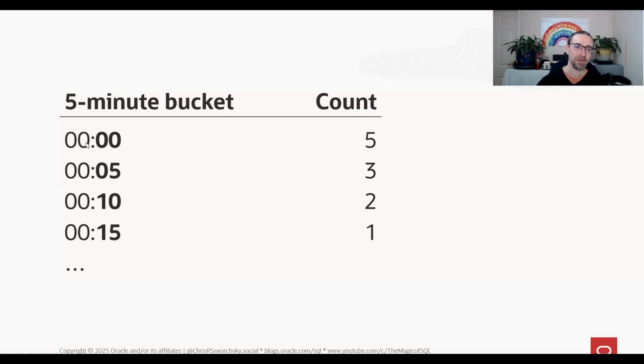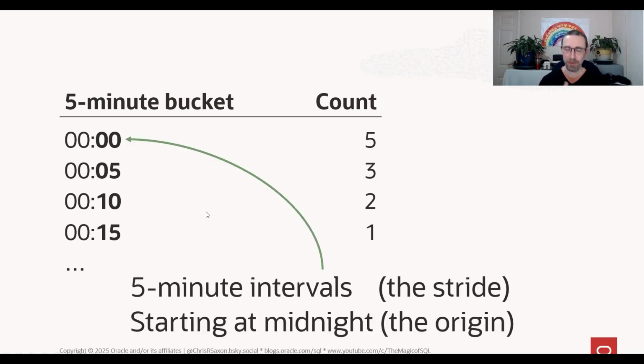So let's think about what we're doing here. What we want to do is get in 5-minute intervals. So we're going to call that the stride. So the stride is like the step, how far we are going each time. So 5 minutes each time. And we're going to start that from midnight on whatever date it is. So the size of the interval is the stride, and the starting time or the starting point is the origin. So those are kind of two key terms that we need to know here.